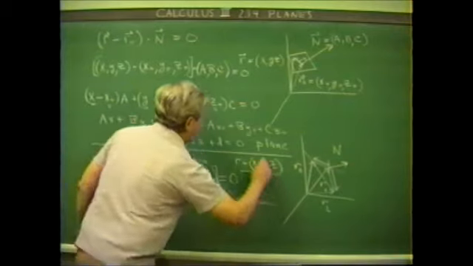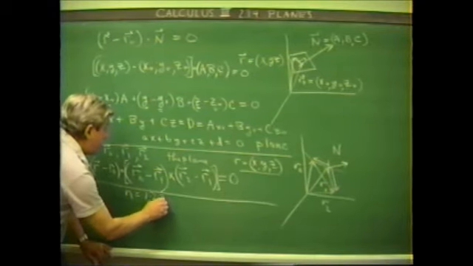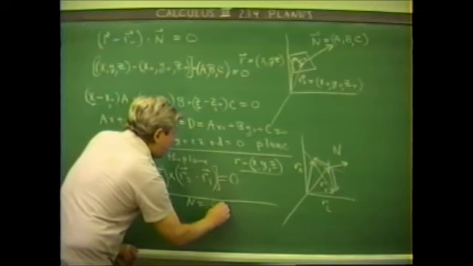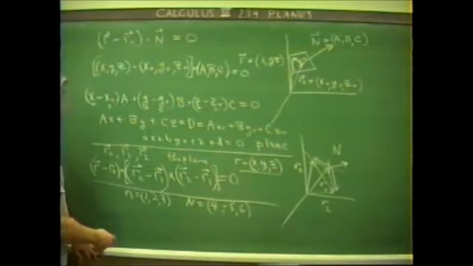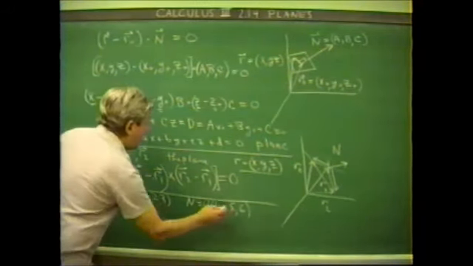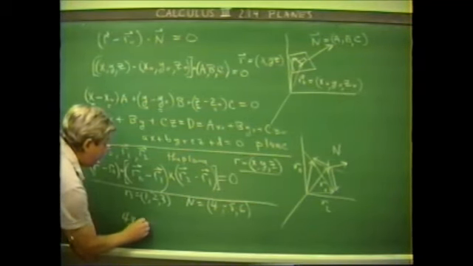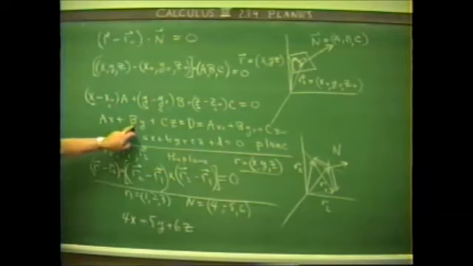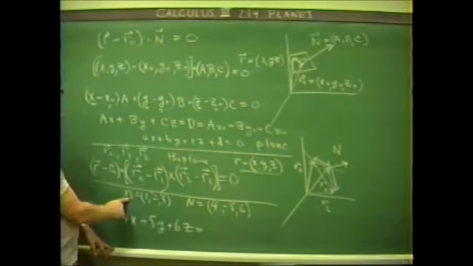Let's take a look at a simple example of the first type here. Let's suppose that our point r naught is (1, 2, 3), and that our normal vector n is equal to, let's say, (4, -5, 6). Then what's the equation of the plane? Well, it's going to be 4x minus 5y plus 6z, that's ax plus by plus cz, is equal to n dotted with r.